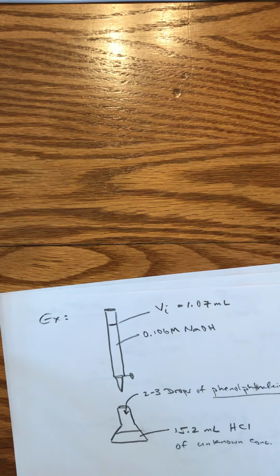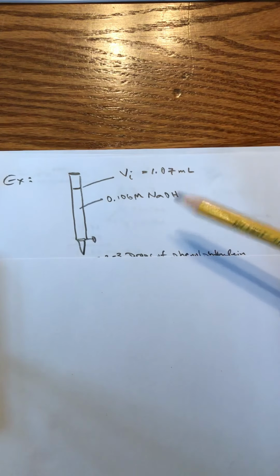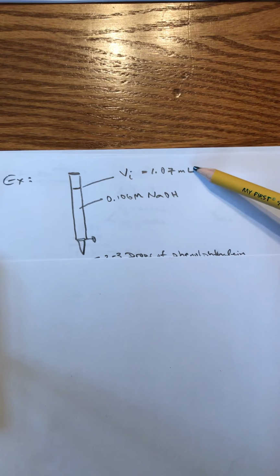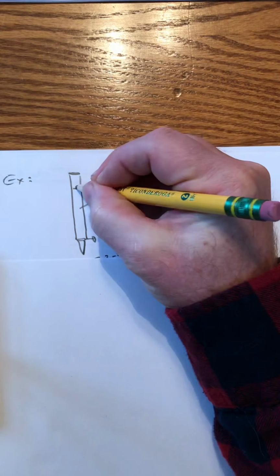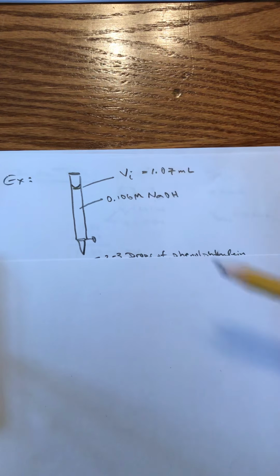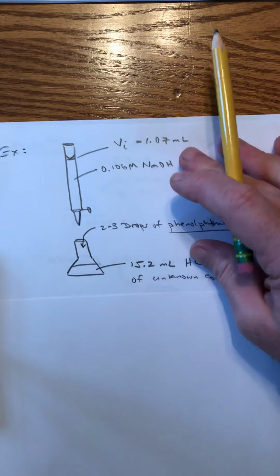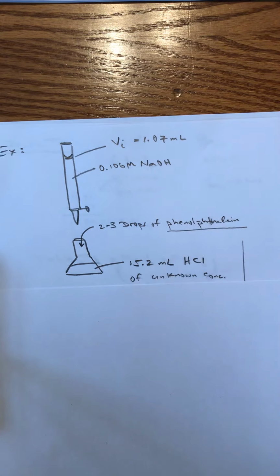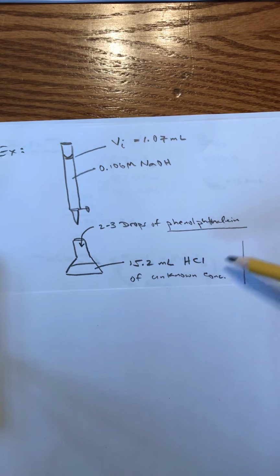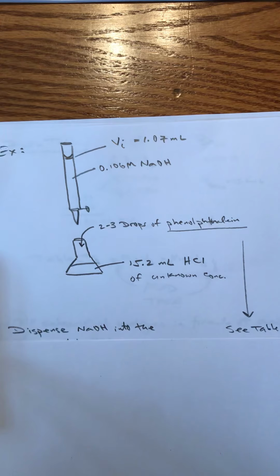So here's how this works. We'll go over an example. Let's say I have a volume of base in my burette, and it's filled up, and my initial volume is 1.07 milliliters. You read it from the top down to the bottom of the meniscus, and one-tenth of the smallest division. You measured it previously, and it's 0.106 molar sodium hydroxide. In your flask, you take a graduated cylinder and add, it doesn't matter what the volume is, I'm making these numbers up, 15.2 milliliters of hydrochloric acid, and you don't know its concentration. You add a couple drops of phenolphthalein. It's a C table M. We just talked about table M.